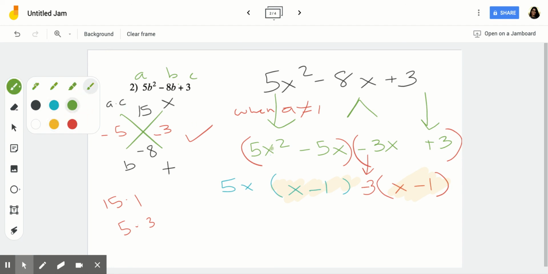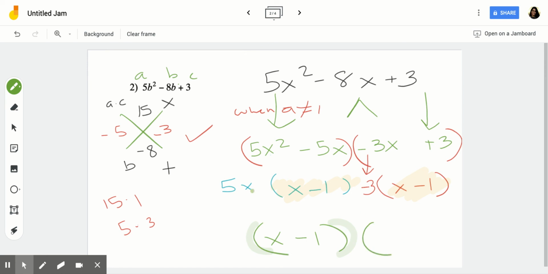So where's our answer? One of the matching, oops, it's a highlighter still. One of the matching x minus 1, and the other stuff left in the front, 5x minus 3. And now we have our answer by factor by grouping. Okay, so that's the answer that I would now highlight. Okay, you can shut this down and go ahead and continue with the rest of the problems.